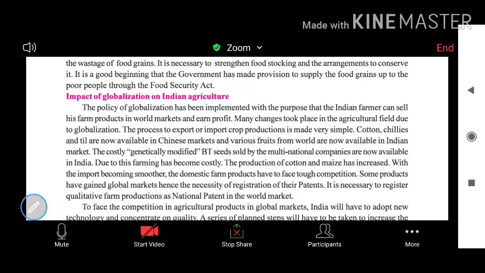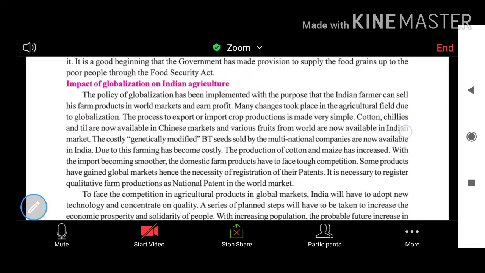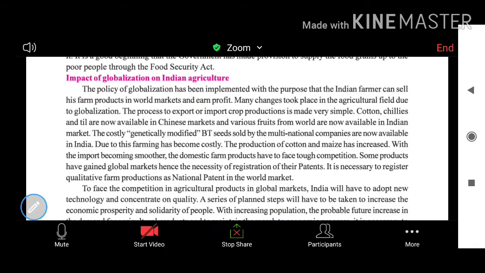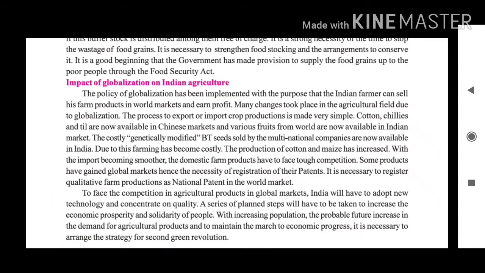बहुत सारे ऐसे changes आए agricultural field में because of globalization. The process to export or import crop production is made very simple. तो ये जो process है ना export और import का, वो अब बहुत simple हो चुका है. Cotton, chilies, and til are now available in Chinese market, and various fruits from world are now available in the Indian market. तो ये मतलब they are trying to say जो हमारे जो productions है cotton, chilies and til, it is now available in the Chinese market.